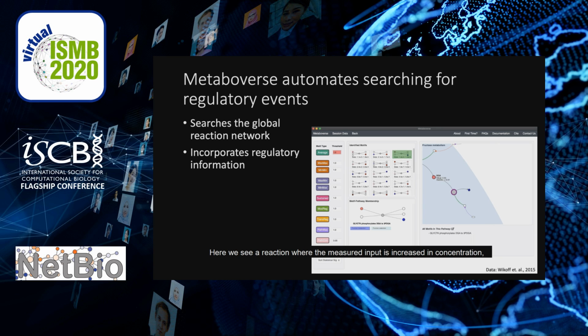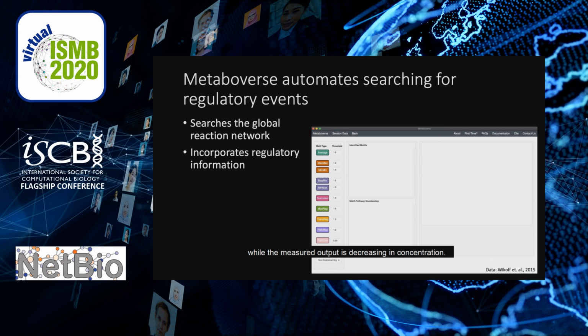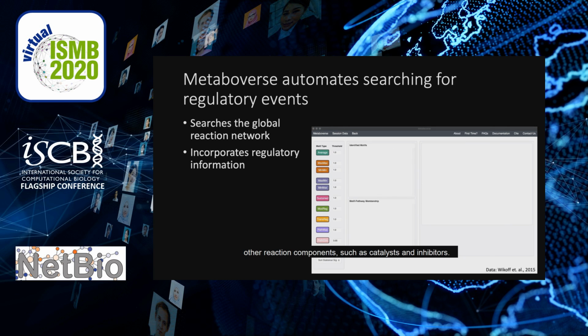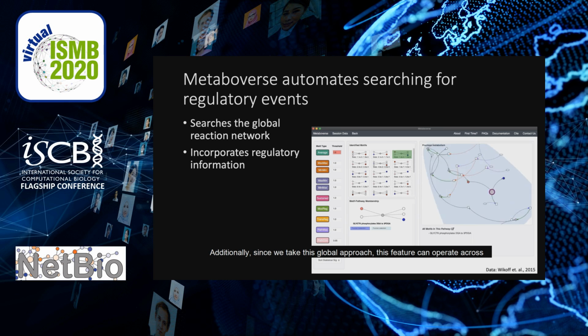Here we see a reaction where the measured input is increased in concentration, while the measured output is decreasing in concentration. This pattern may indicate some regulatory event occurring across this reaction that would be of interest to the user. This pattern search engine can be further informed by other reaction components, such as catalysts and inhibitors. Additionally, since we take this global approach, this feature can operate across reactions between pathways that may normally be missed by canonical representations of metabolism.